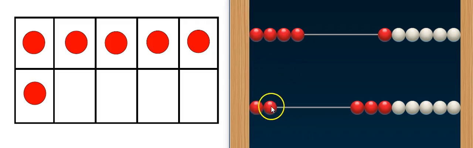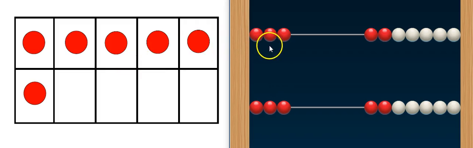I don't have the same on the top and bottom yet, so I'm going to do that again. I'm going to push 1 bead over on the top row, and that allows me to move a bead over on the bottom row. Now I have the same number of beads on the top row as I do on the bottom, and there's my doubles fact. We have 6 dots on the 10 frame. I have 6 beads on my rekenrek. 3 plus 3 is the doubles fact that equals 6.